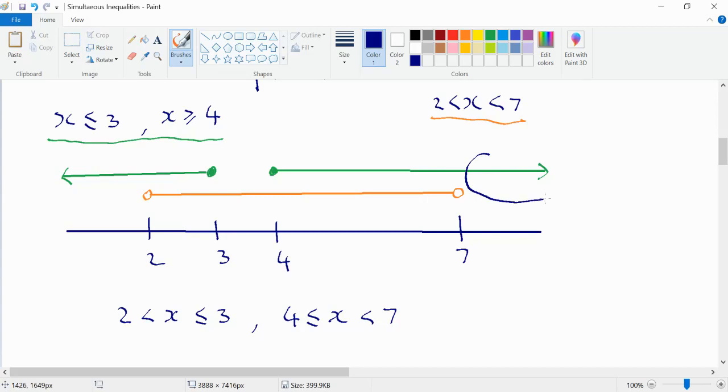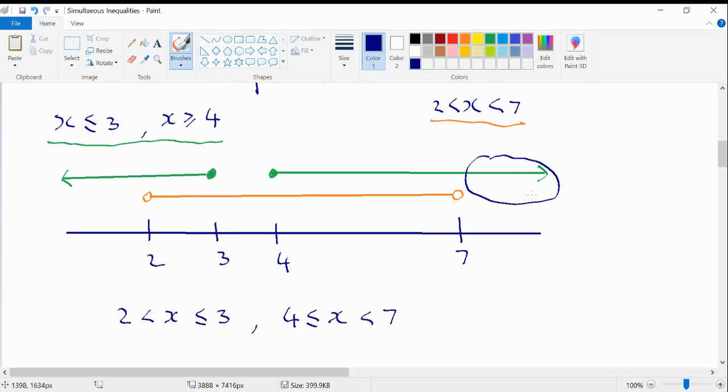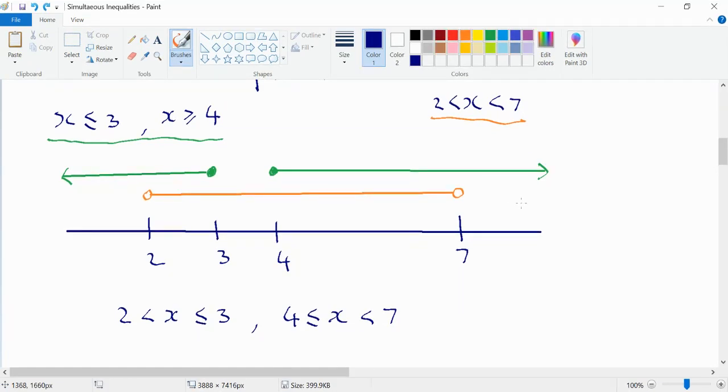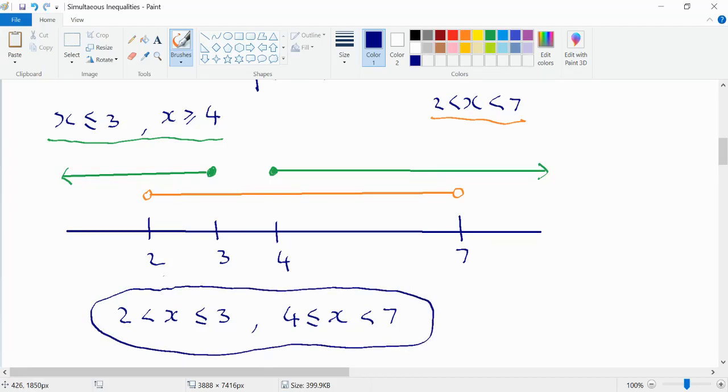And then finally, above 7, we're back to the situation where it only solves one inequality, and therefore we're not interested. So these are the final solutions. These are the sets of values that work in both inequalities, and therefore we have found our solution. We are done.